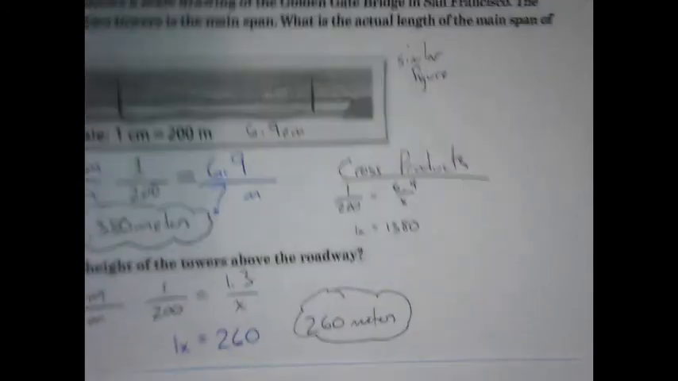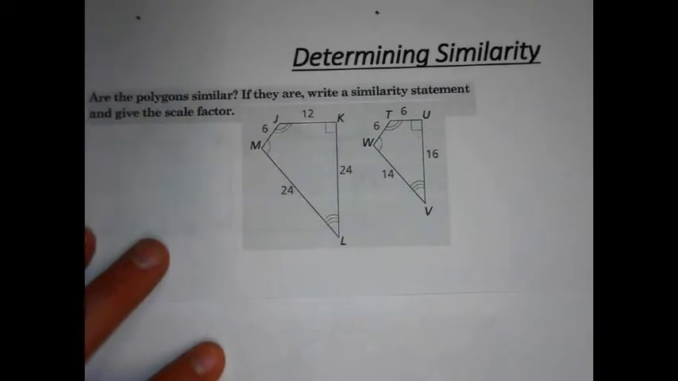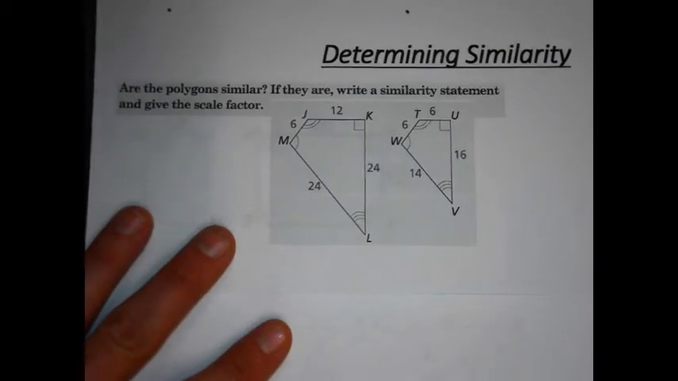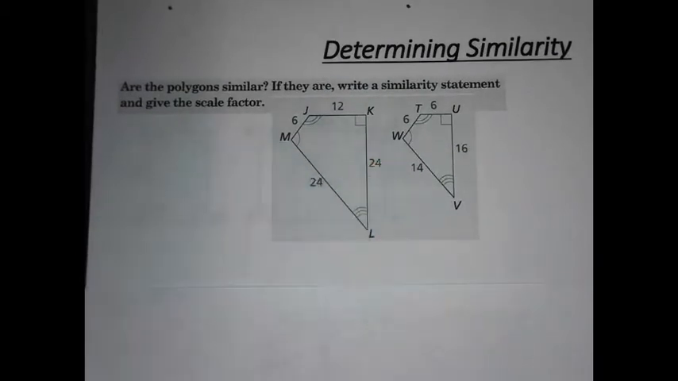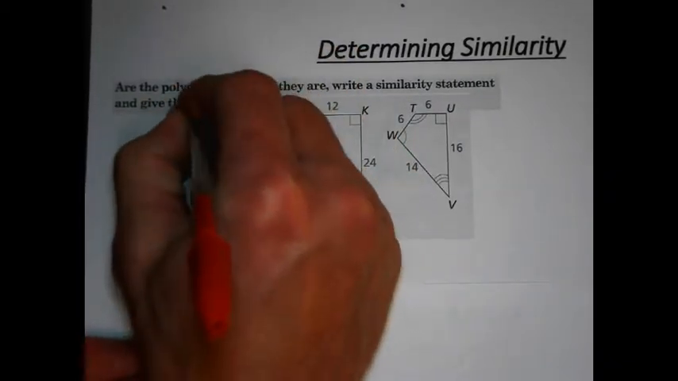Now, how does that work in a problem like this? So we recall the note from the previous video on similarity, and here we have two different shapes in a diagram, and we want to know, are the polygons similar? And if they are, we're going to write a similarity statement and give the scale factor. Now, the first thing I want to emphasize is that I disagree. Just Mr. Katz disagrees with the use of that word scale factor.